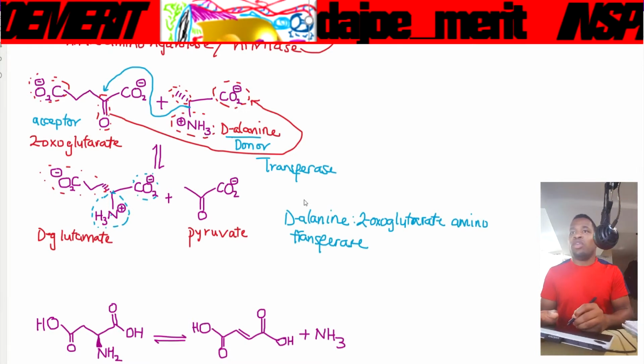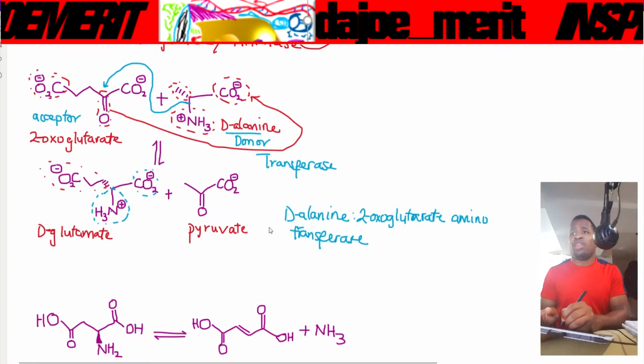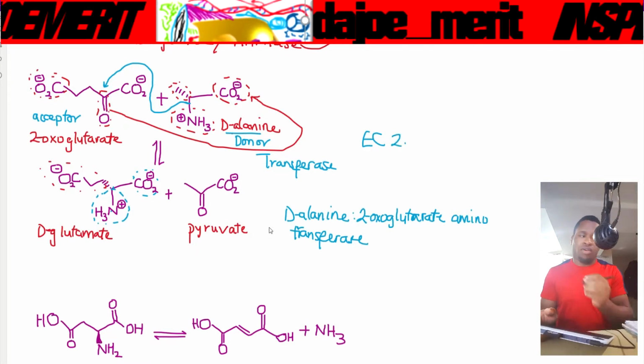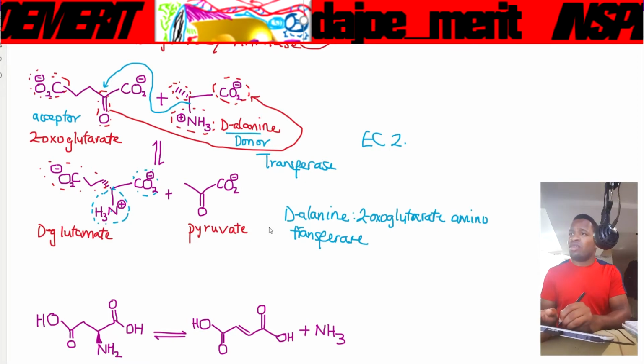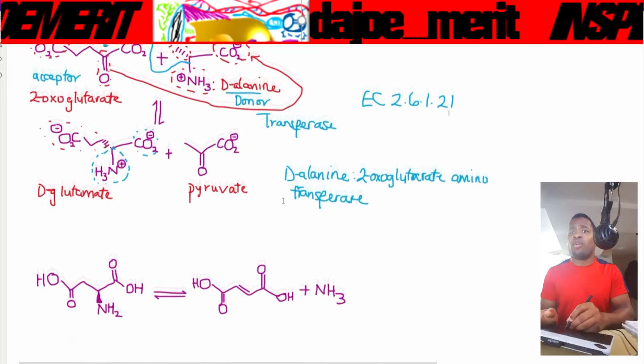We're going to go into the next one, and if you want to get the code, I think the code is like EC. Since it's transferase, then we expect it to be 2, and then we can just go with the other subclasses and so on, which goes with 6.1.21. So that's about it for the third one.